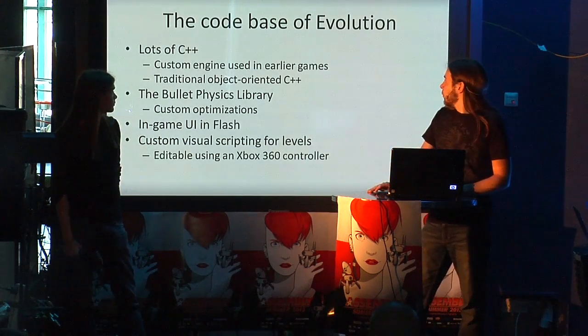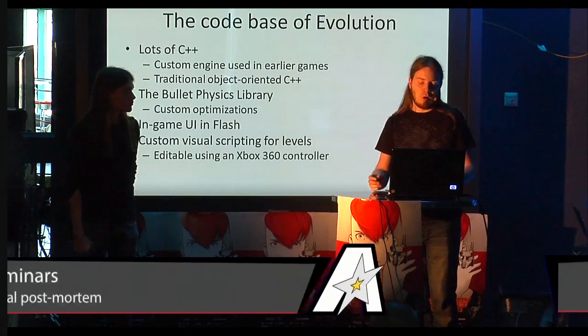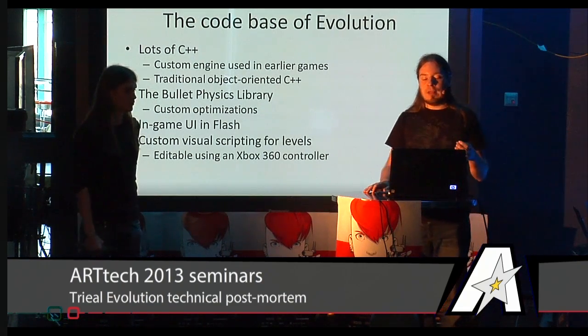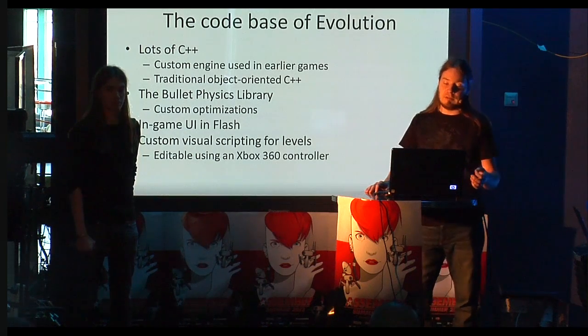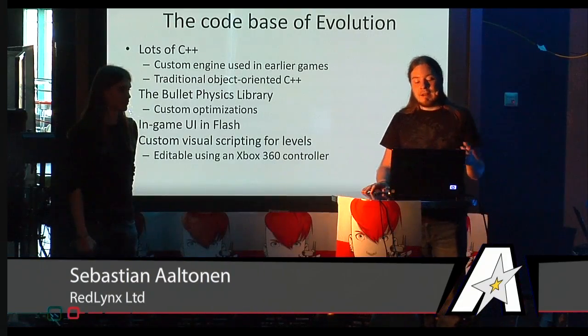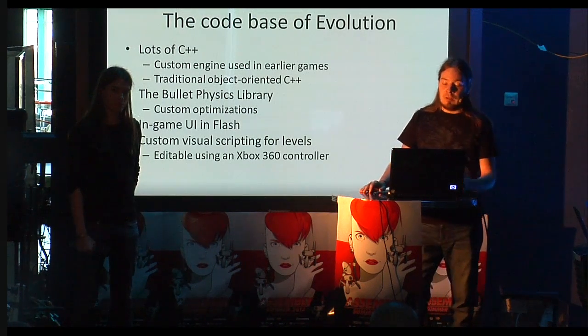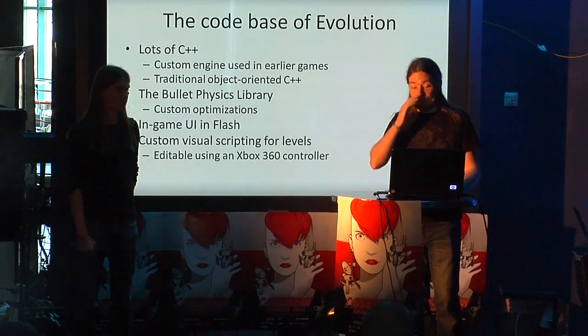Now I'm going to go through the code base and all our technical stuff. The game is basically our engine, and it is lots of C++. It's a traditional object-oriented design, and we have a custom engine that is completely built inside Redlands. In addition to our engine, we have integrated the Bullet physics engine. It's an open source library, and we have custom optimized it for the consoles that we are using.